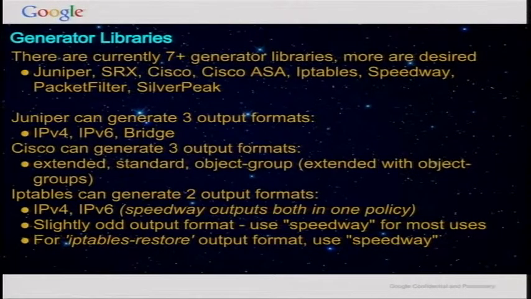So for the Juniper client, we can generate 3 different outputs: IPv4, IPv6, and bridges. For Cisco: extended, standard, and object groups, which is basically extended with object groups. And iptables, IPv4 and v6.